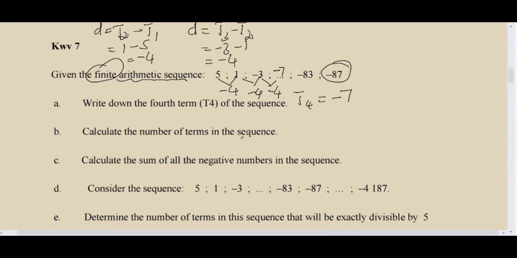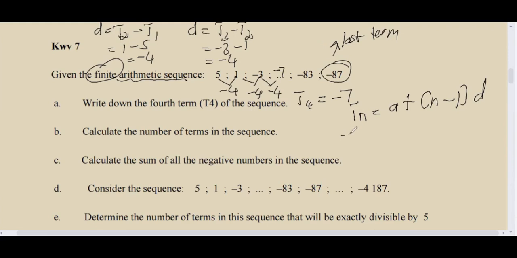B says calculate the number of terms in the sequence. So in order to calculate the number of terms in the sequence, what is it that we need to do? We've already discussed that if they gave us the last term, understand this, guys, it is quite easy to find the number of terms. We just calculate the position of the last term. So finding the position of the last term will help us to conclude how many terms there are, right? So we know that the position of the last term indicates the number of terms in that sequence, right? So this is Tn is equal to A plus (n minus 1) D.